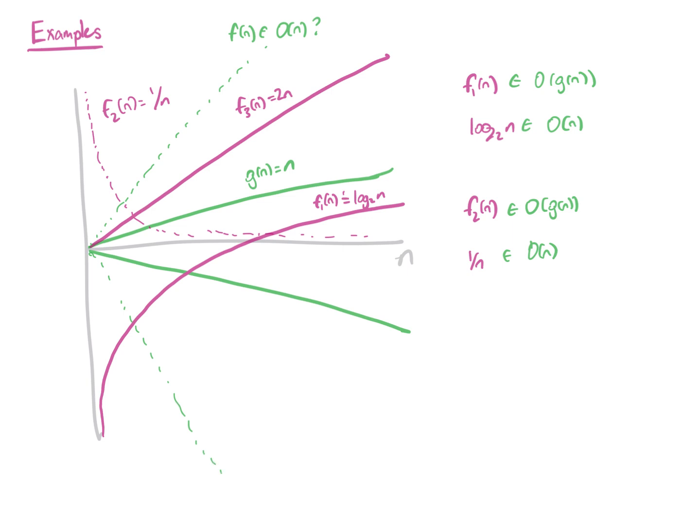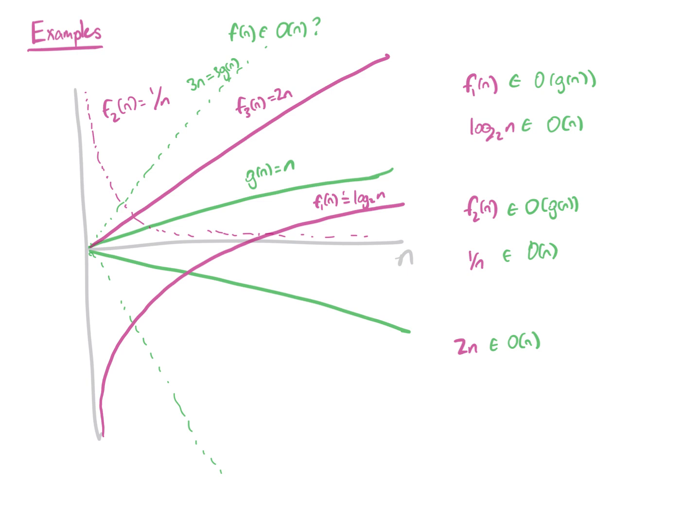So this would be the function 3n, so in other words, 3 times g of n. And so my function f3, which is 2 times n, always stays inside that expanded cone where I've multiplied by a constant, and that satisfies my definition as well. And so I would indeed have that this function 2n is also big O of n.